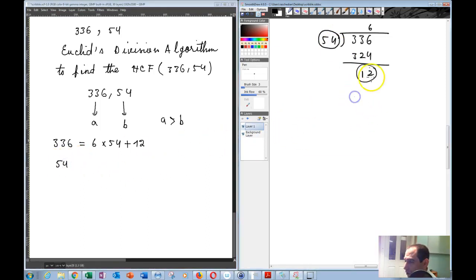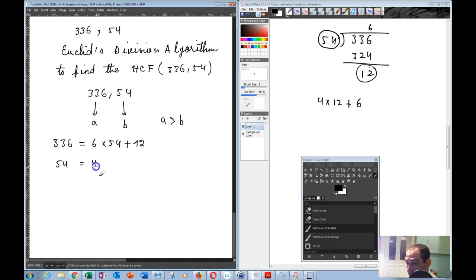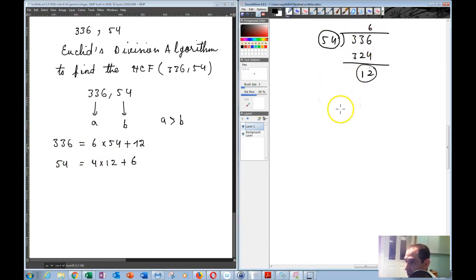So 54, if you divide it by 12, you get 4 times 12, which is 48, and 48 plus 6. So 54 is 4 times 12 plus 6, right? It's a good idea to actually write the division, because you might make a mistake here. So I simply write 54 divided by 12. 4 times 12 is equal to 48, and then you have a 6 remainder here.